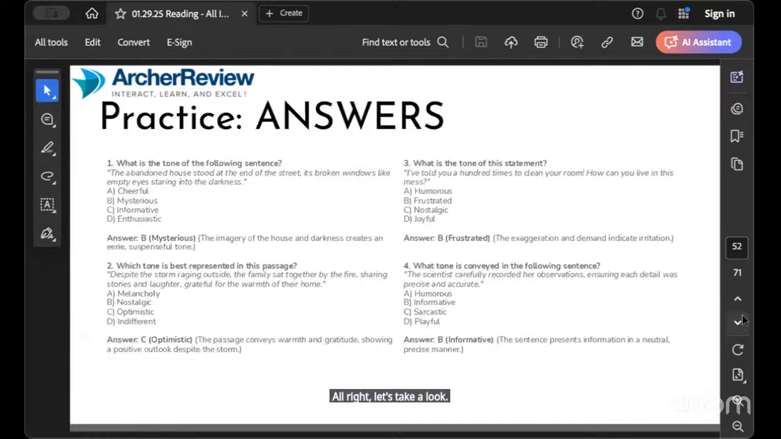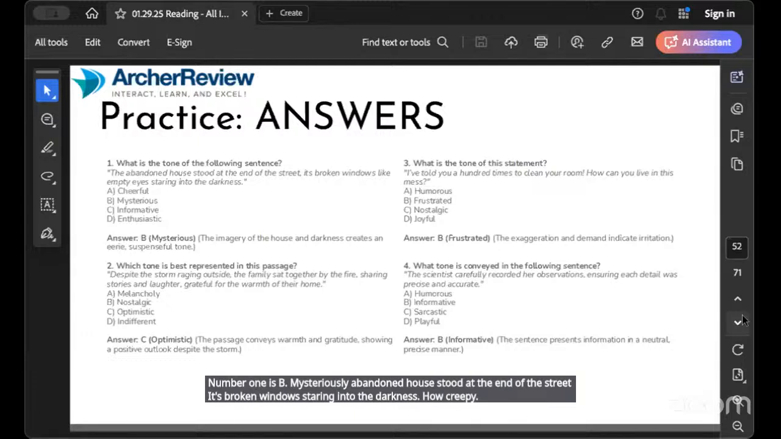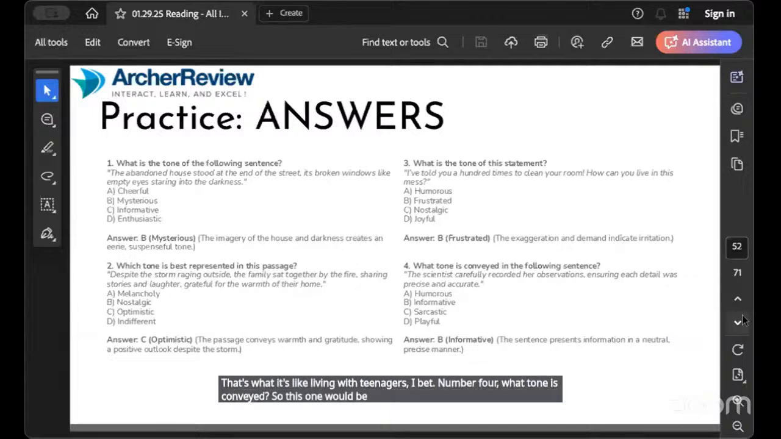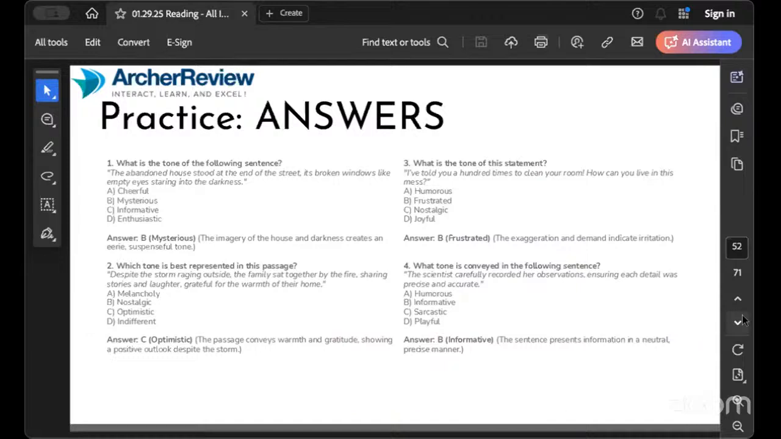Oh, so number one is B, mysterious. The abandoned house stood at the end of the street, its broken windows staring into the darkness. How creepy. Number two, that one would be C, optimistic. So despite the storm. Number 3, B, frustrated. That's what it's like living with teenagers, I bet. Number 4, what tone is conveyed? So this one would be B, informative. Any questions on those?